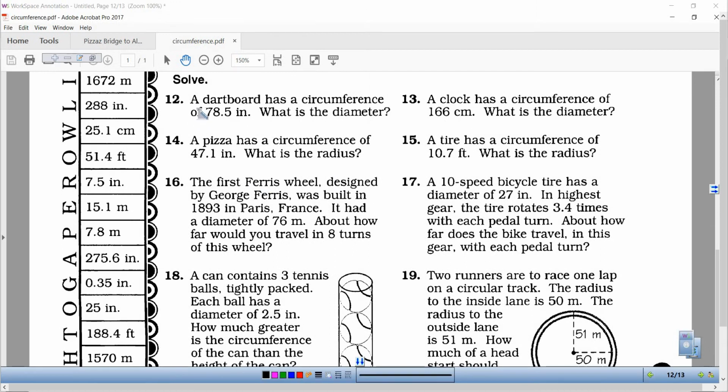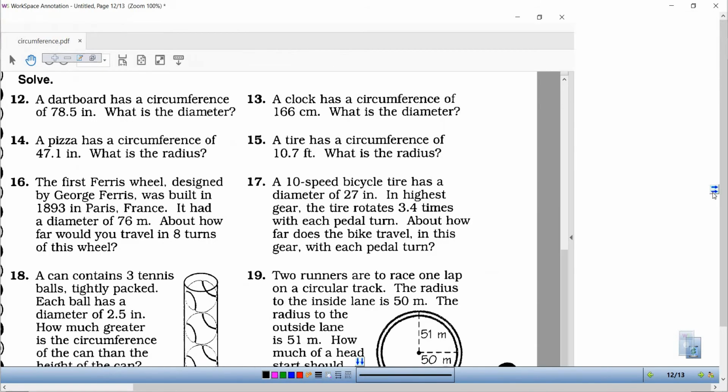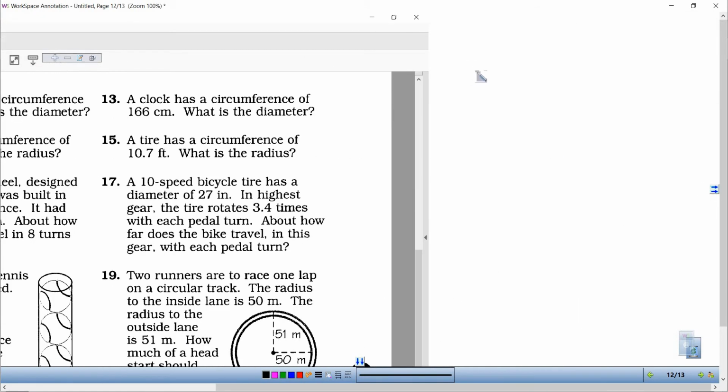All right, so if we take a look at number 12, it says a dartboard has a circumference of 78.5. What is the diameter? So they give us the circumference and ask us what the diameter is. Remember, in the previous problems, they were giving us the diameter and asking for the circumference. Same thing on 13, they give us the circumference and ask for the diameter. On 14 and 15, they give us the circumference and ask us to find the radius. So what we're going to have to do is figure out how to work backwards.